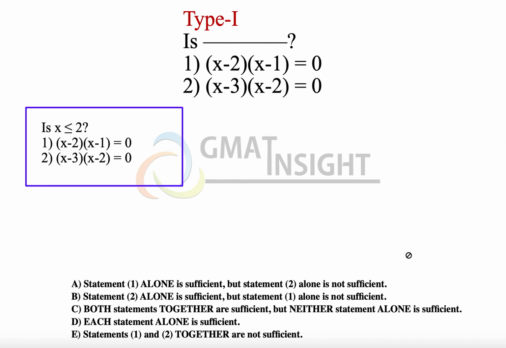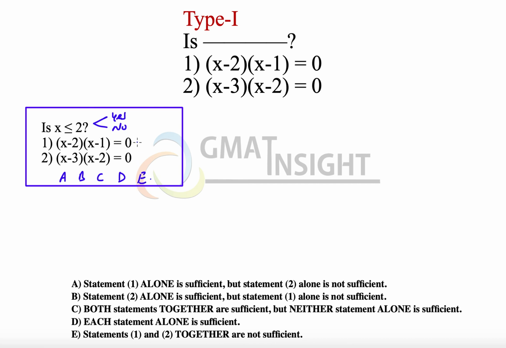Here is the first type, in which the question is asking, is x less than or equal to 2? We need to answer this question in the form of either definitely yes or definitely no. We should always keep these 5 options handy so that we can quickly find out which option is correct and which options can be eliminated. Let me quickly write down the options A, B, C, D, E here.